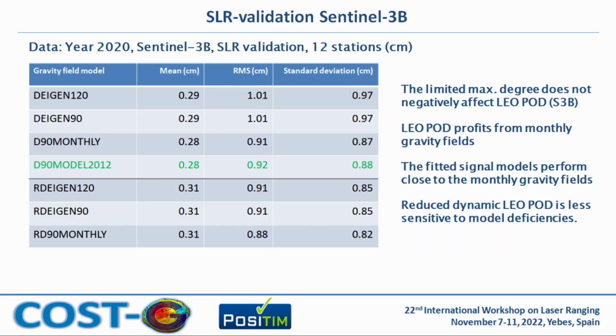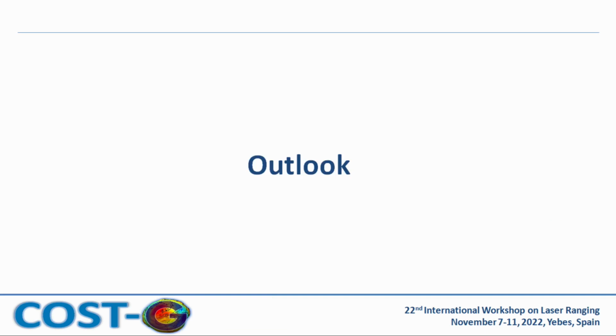predictions. We also have independent SLR validation for these Sentinel orbits. And you see from the Eigen model to the monthly models, we have a quality gain of about 10% in the RMS orbit fit. And if you use this fitted model, it's almost as good as the monthly ones. So we don't see any reason why not to use this fitted model. We don't lose a significant amount of data of time variable gravity.